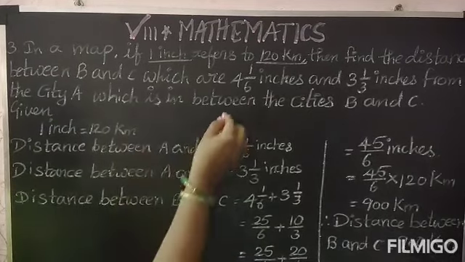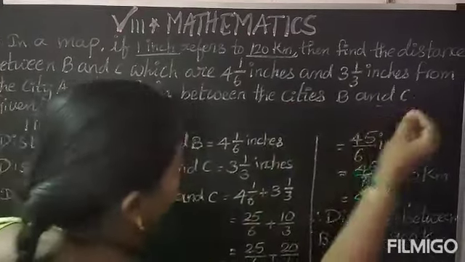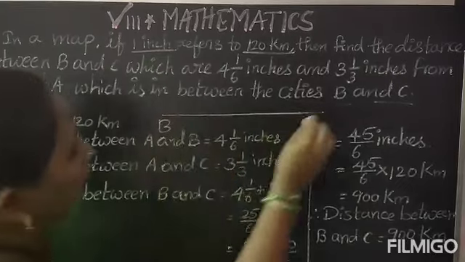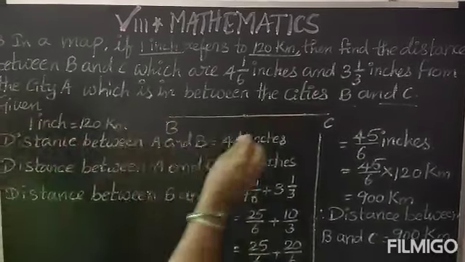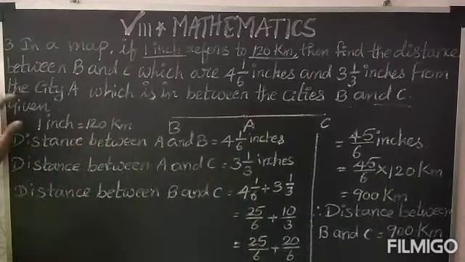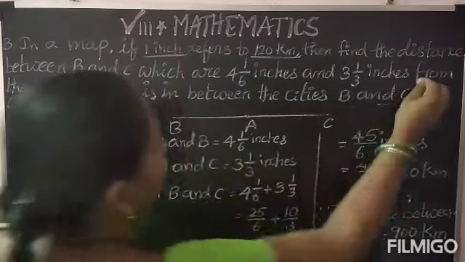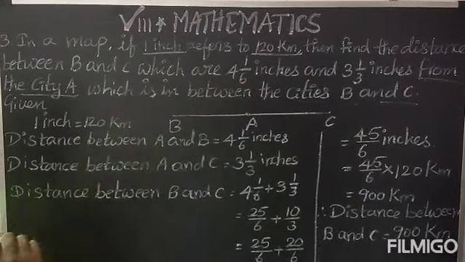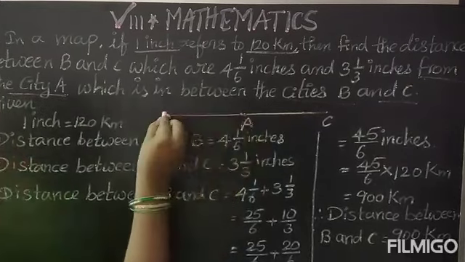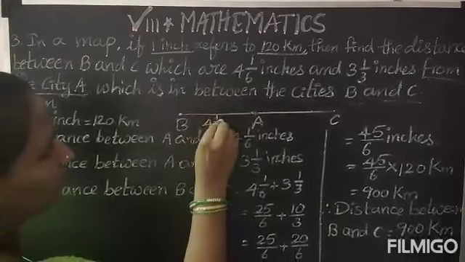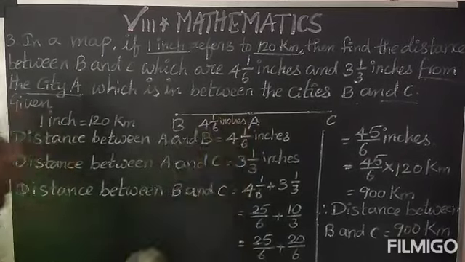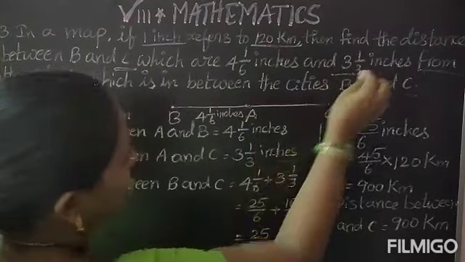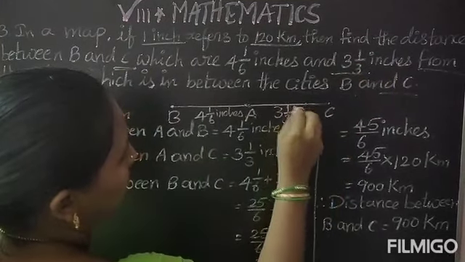Okay. So A is one city which is in between cities B and C. So draw one line here, B, C. In between, one city is there, that is city A. So from the city A, B is 4 1 by 6 inches apart. Then from the same city A, C, how much? 3 1 by 3 inches apart.